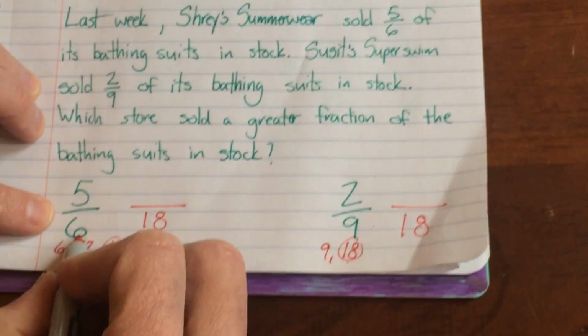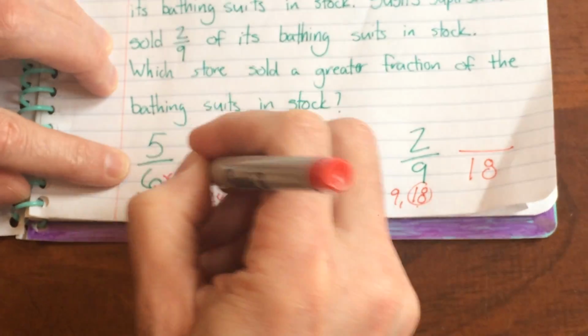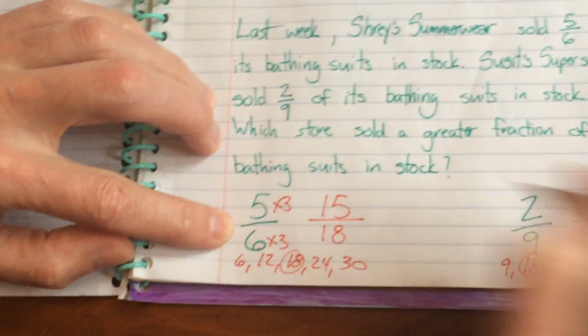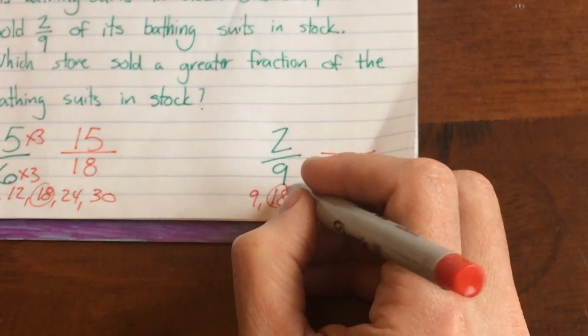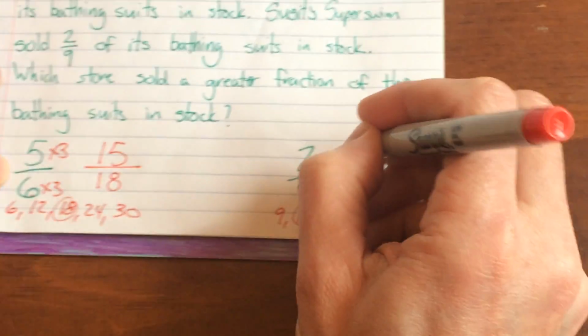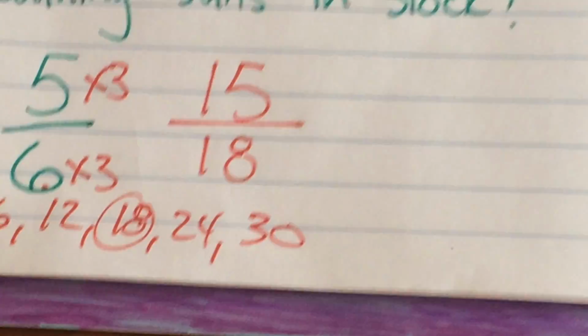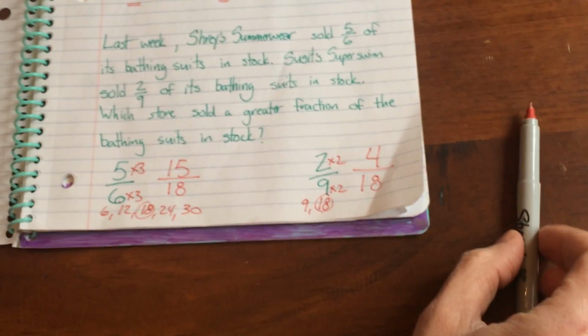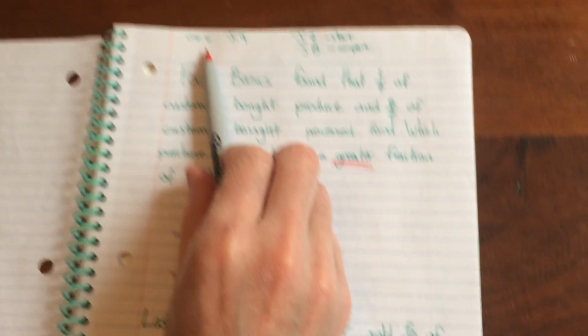Well, what do I multiply 6 by to get to 18? 3. Whatever I do to the bottom, I do to the top. So 5 times 3 is 15, so 15 over 18. What do I multiply 9 by to get to 18? I multiply it by 2, so I multiply the top the same. So this is 4 over 18. So now it's very easy. You can tell which one sold more. Shrey's Summerwear sold more.